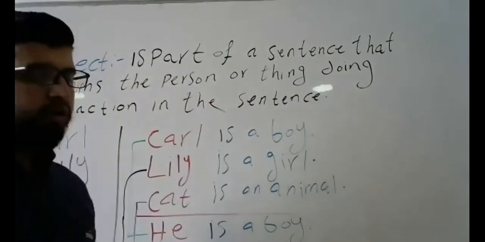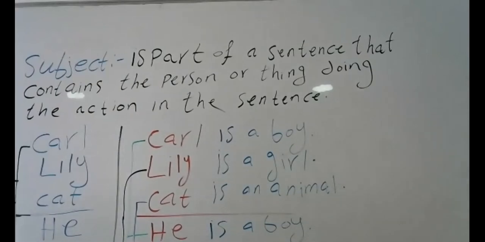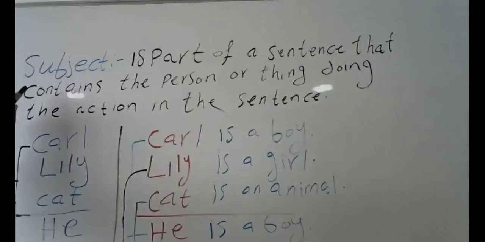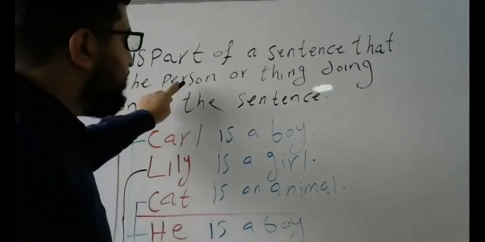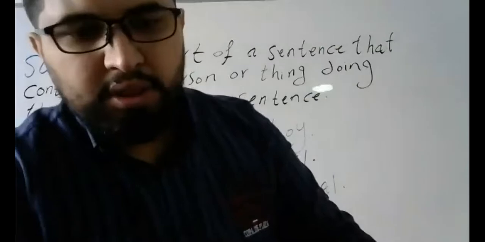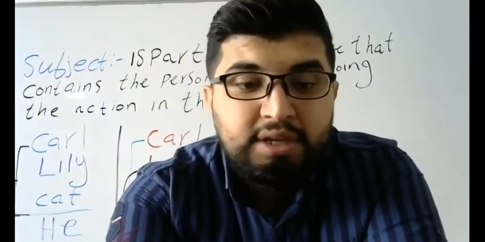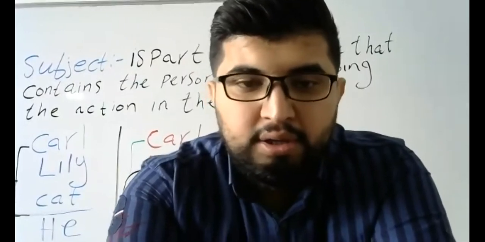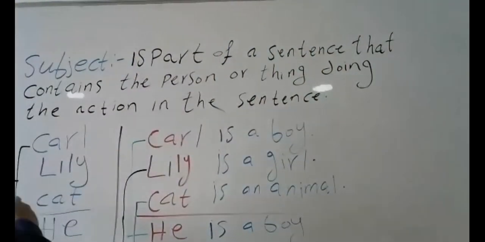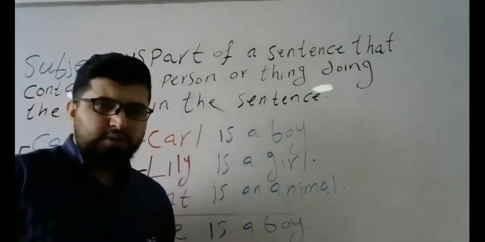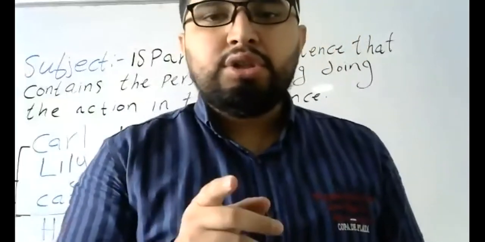The person or the thing is a part of a sentence. Subject is a part of a sentence, part. We said part, that contains the person or thing doing. The person is doing, what the person is doing. What is he doing? The person's doing the action in the sentence, not the action, the doing of the action.